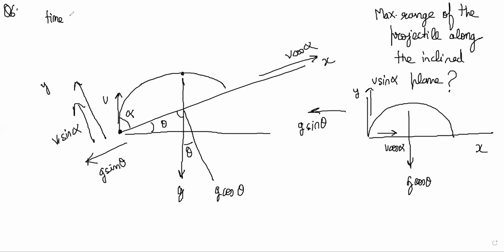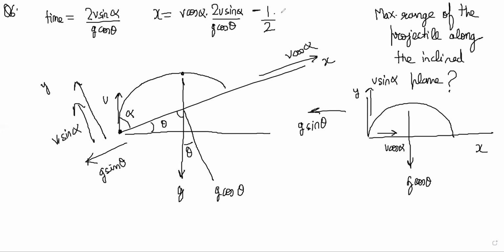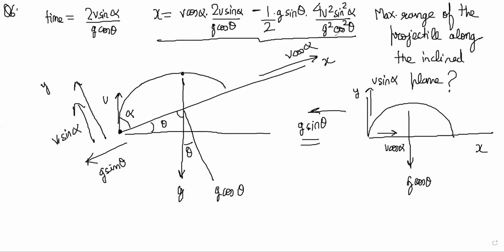So time of flight would be simply 2 into vertical velocity, which is v sine alpha, by downward vertical acceleration, so g cos theta. So range basically should be simply time of flight. Okay, actually range will be different because there is an x acceleration in the backward direction also. X would be initial velocity, which is v cos alpha into time of flight, 2v sine alpha by g cos theta, minus half into g t square. Half into g sine theta is the x acceleration backward into t square. So 4v square sine square alpha by g square cos square theta, right? So this is the expression that you need to simplify, right, to get the range expression.